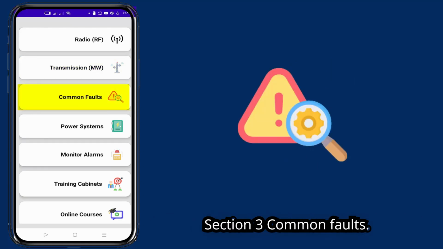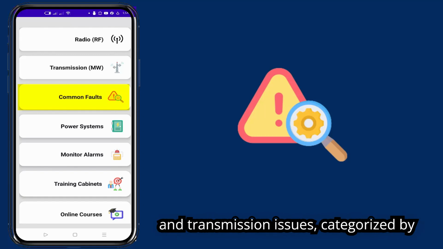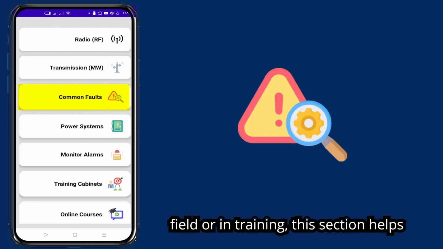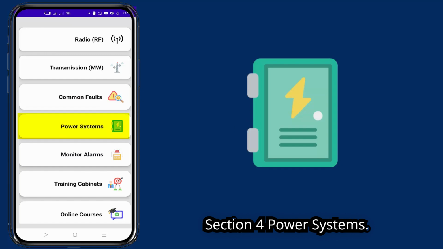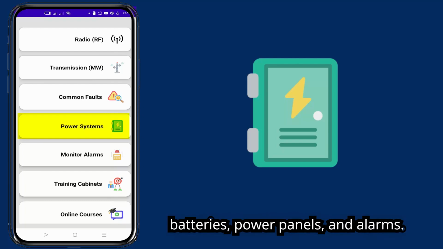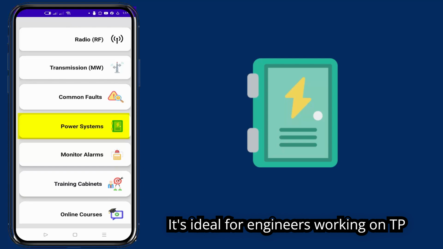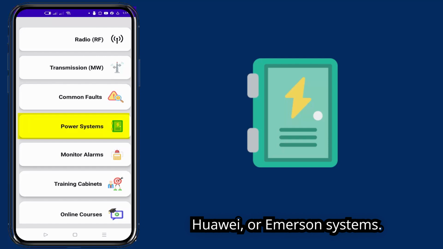Section 3, Common Faults. Here we break down frequent power, RF, and transmission issues, categorized by symptom and cause. Whether you're in the field or in training, this section helps you quickly identify and fix problems. Section 4, Power Systems. This section covers telecom power systems, including DC plants, batteries, power panels, and alarms. It's ideal for engineers working on TP48200A, Huawei, or Emerson systems.